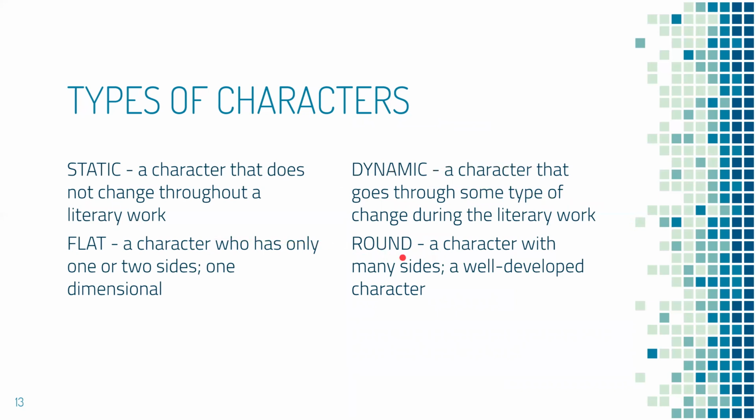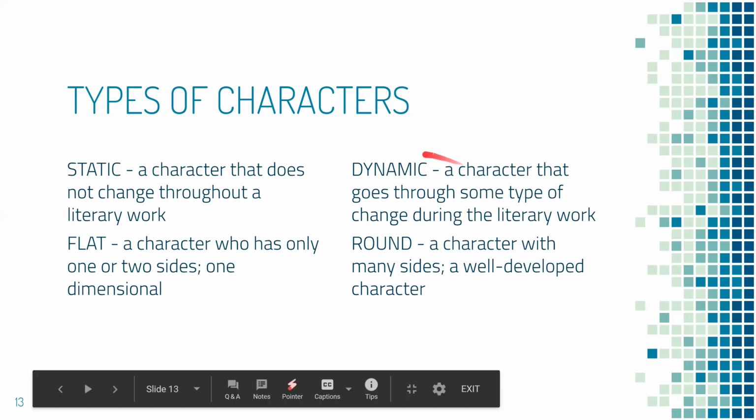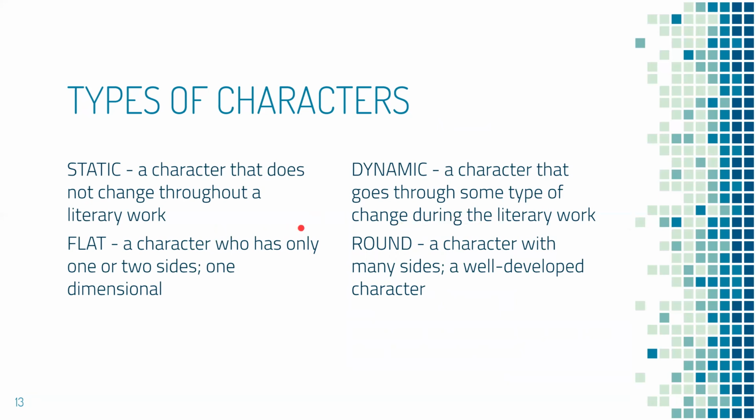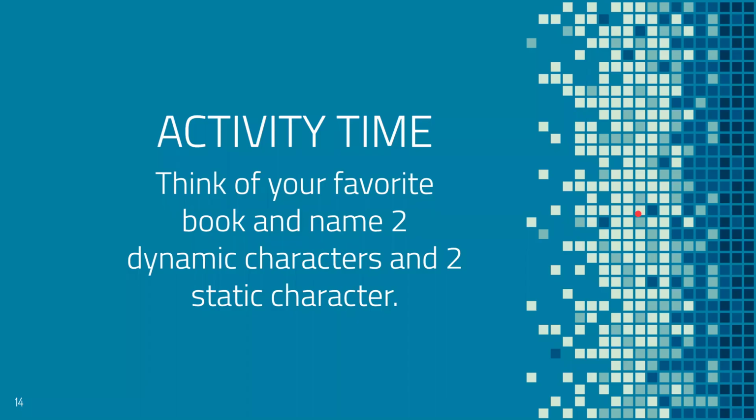But a round character has many sides and is well developed. This probably means that they're a dynamic character, because they went from being one-sided to fully developed because they went through some sort of change. I recommend you pause this video and work on an activity. Think of your favorite book and name 2 dynamic characters and 2 static characters.